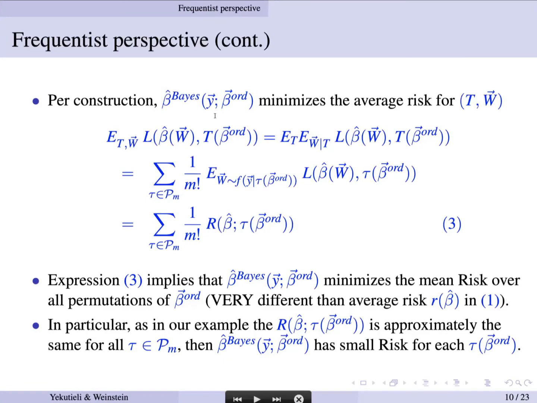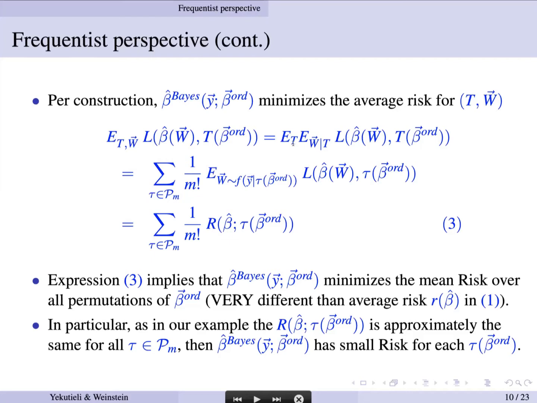Okay, per construction, this Bayes rule we've had before minimizes the average risk for T and W. So let's just write what this average risk is. By definition, an average risk is the risk over the parameter and data of the loss. What is the loss? The same loss we've had before, whichever loss you want. Let's just write it down. Instead of the expectation of T of W, it's just the expectation of T times the expectation of W given T. So this is clear.